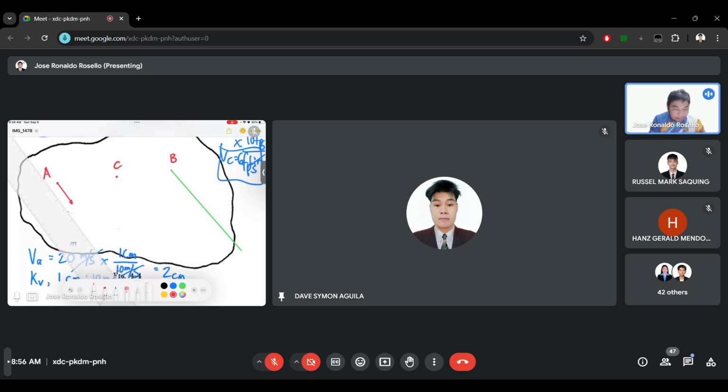And for ungrouped data, again, the first step is to look for the mode. Here, draw a straight line from point A to point B. What is the modal class? The modal class is the class with the highest frequency.